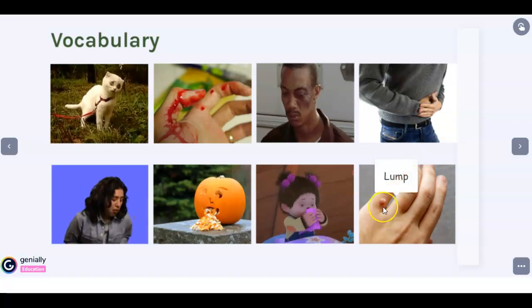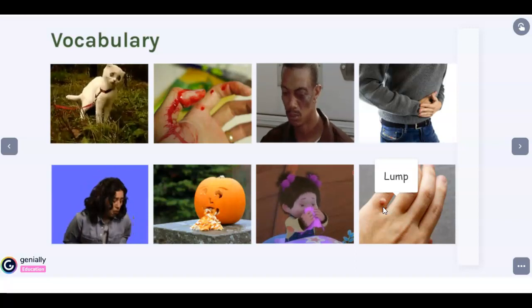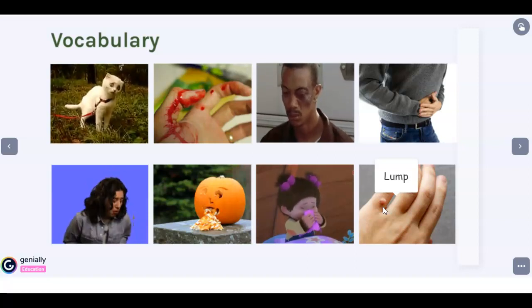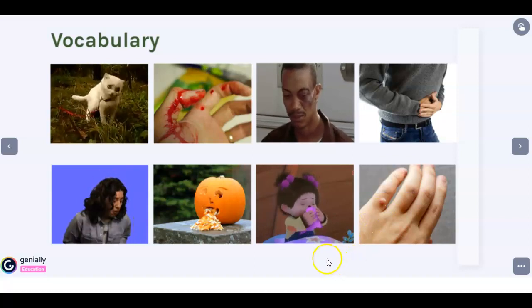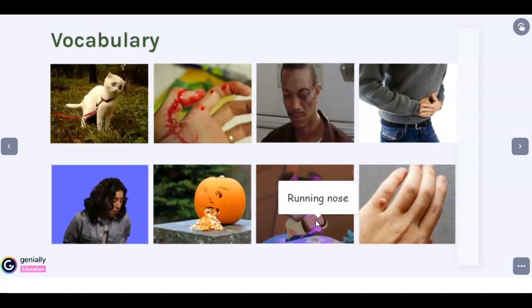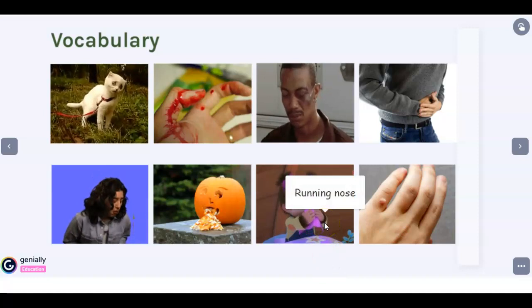Now check this little thing in the finger. It is a lump. Okay, you can have a lump. Also, when you hit, for example, your head, normally you get a lump. Oh, check this poor character. This character is having a running nose. When you don't stop using a tissue, so you have a running nose.